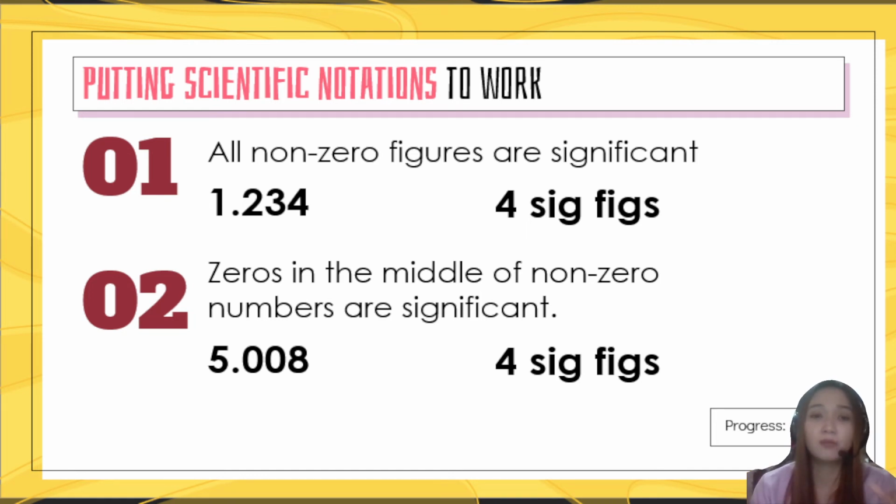So yung first, lahat ng non-zero figures are significant. Okay, so for this example. Next, if our zeros are in the middle of our non-zero numbers, if the zeros are sandwiched by non-zero numbers, we include them in our counting of significant figures. Okay? So, 5.008, sandwich po yung ating dalawang zero. So, the number of significant figures would be 4.